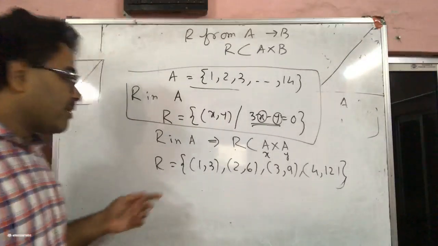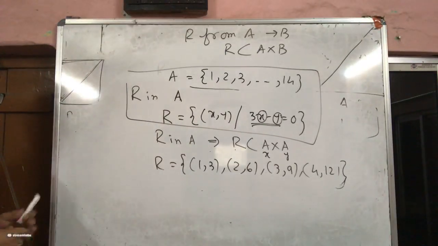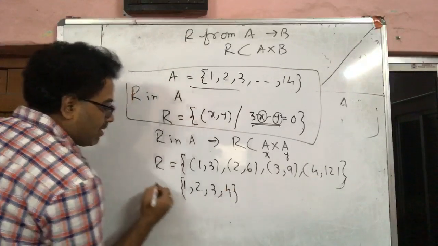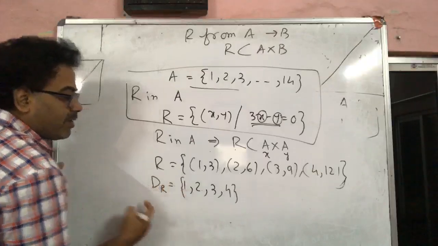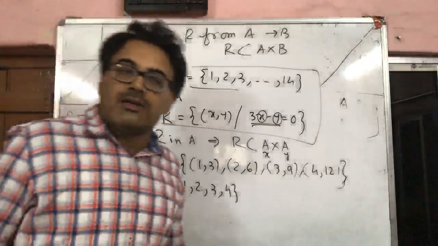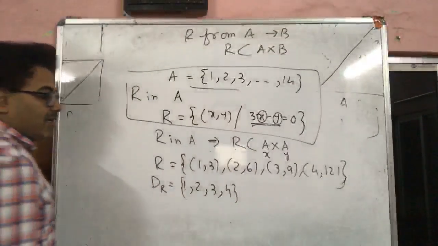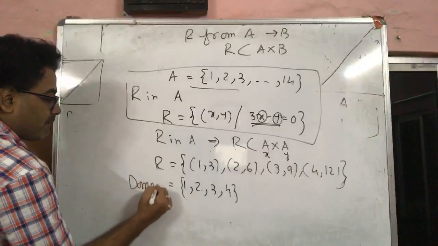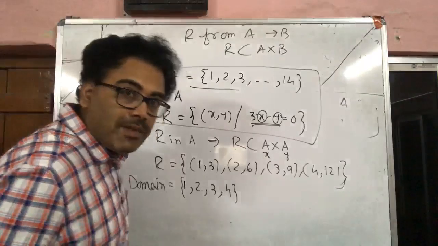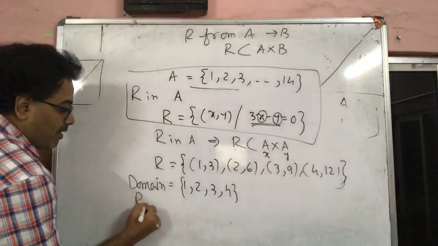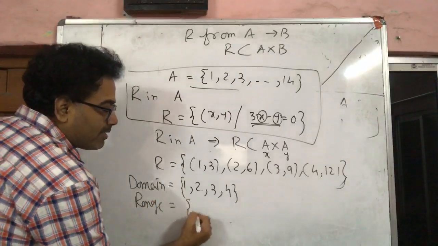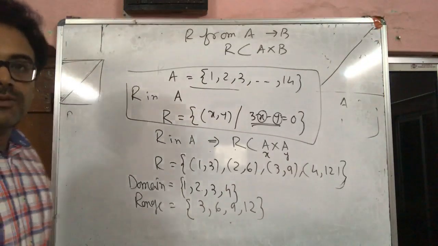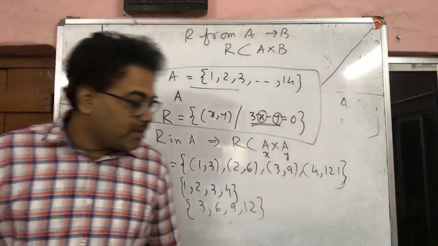Okay, now the set of x, 1 2 3 4, the set of all x's is called the domain of the relation R. Domain, a set of all inputs, and the set of all outputs, meaning the set of all y's, this is called range. So domain means set of all inputs and range means set of all outputs.